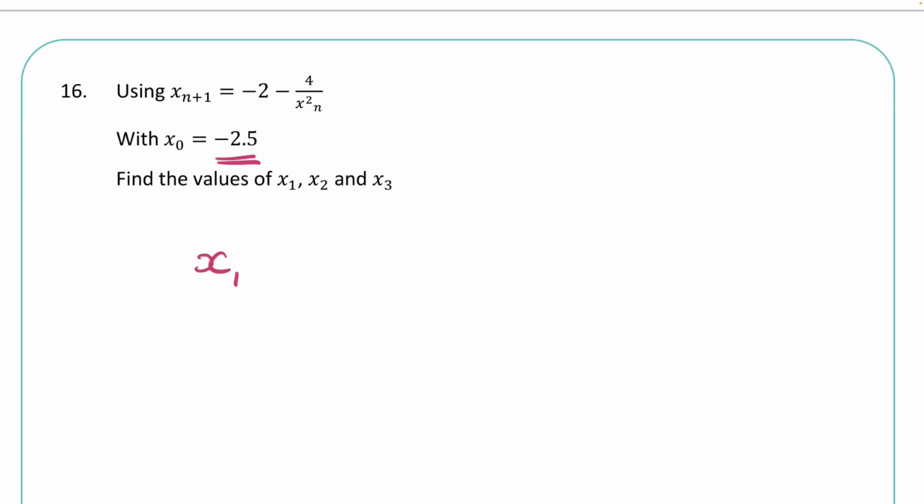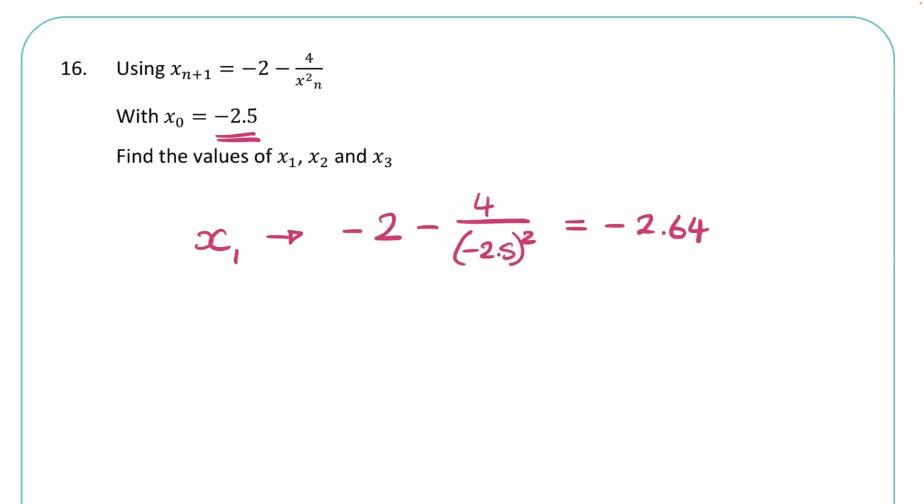So to find x1, all we're going to do is sub that into our formula. So we have minus 2, take away 4 over, and as it's negative, we do need to put it in brackets. So minus 2.5, close bracket squared. I'm just going to type that in on the calculator. So minus 2, take away 4 over, in brackets, minus 2.5, close bracket squared. And that comes out as minus 2.64.